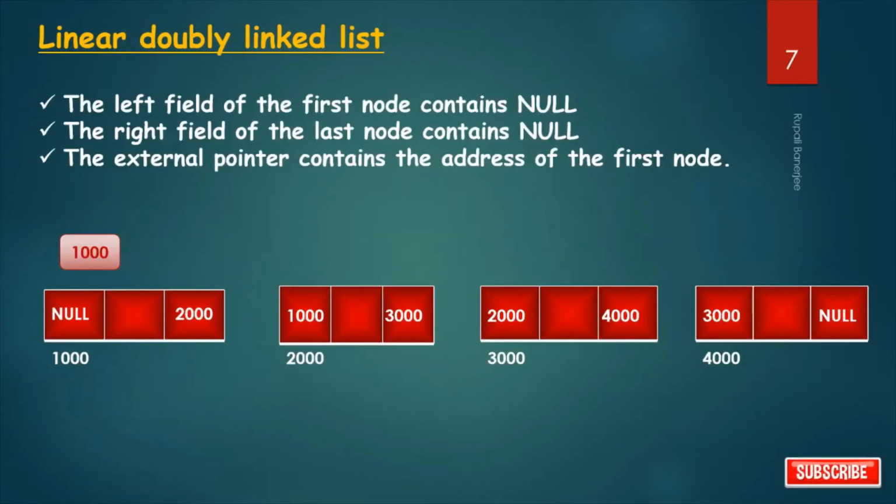Doubly linked lists are of two types: linear doubly linked list and circular doubly linked list. First we will learn linear doubly linked list. In this doubly linked list, the left field of the first node contains null and the right field of the last node contains null, and the external pointer contains the address of the first node.